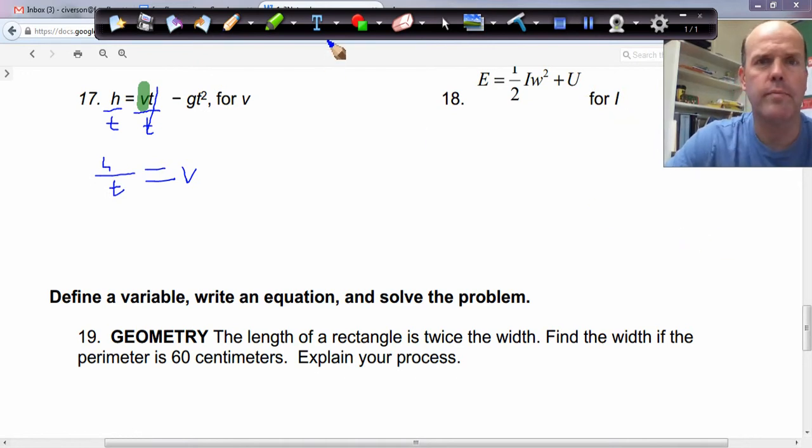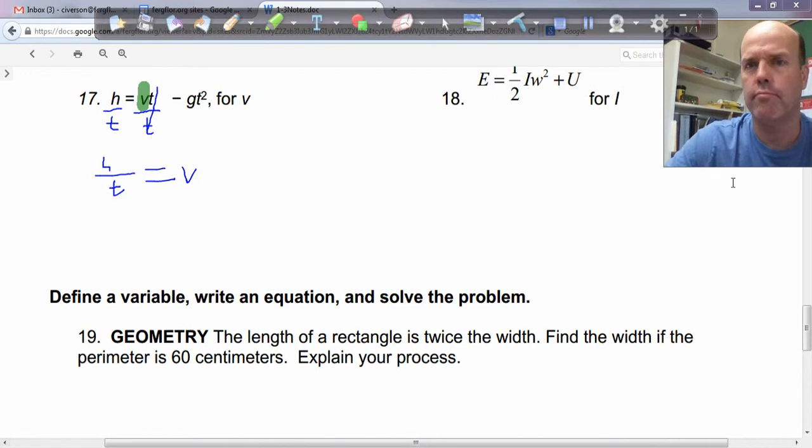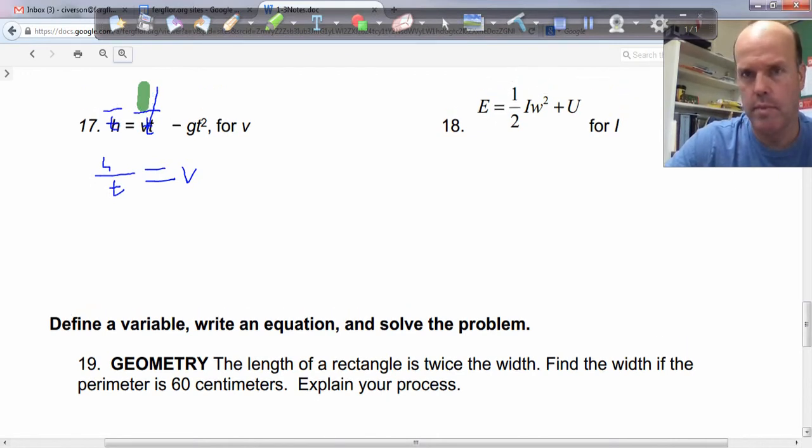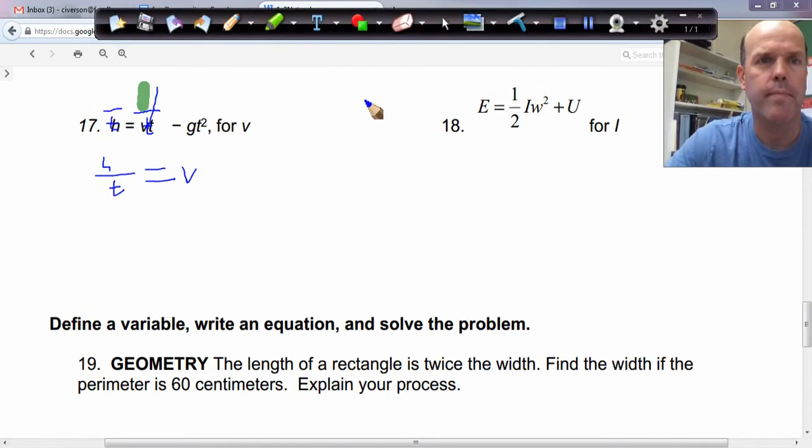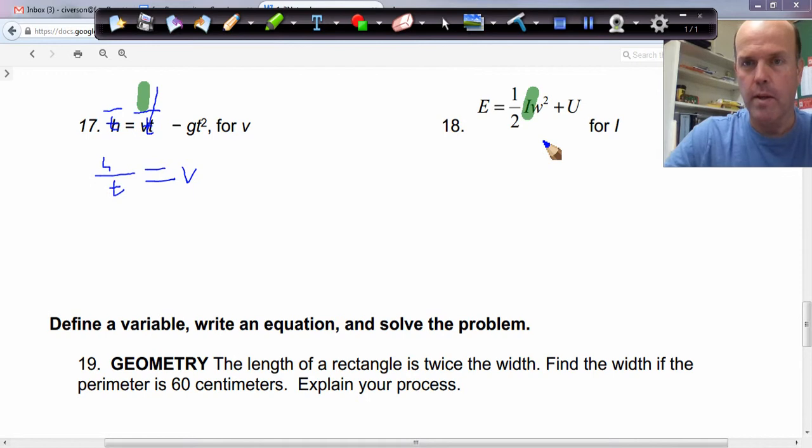Next one. There we go. Scroll up a little bit. Alright, we want to solve for L. Solve for L right there. Okay, so that's what we're solving for. So, we've got options. Let's get rid of this u first. So let's subtract u from both sides.